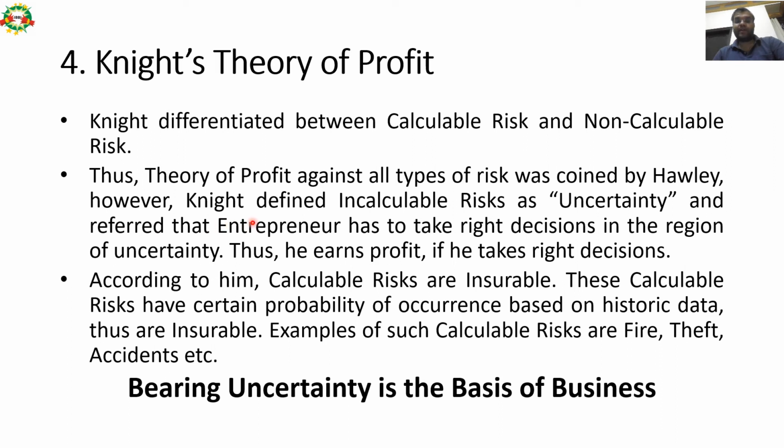However, Knight defined incalculable risk as uncertainty and referred that the entrepreneur has to take right decisions in the region of uncertainty. Thus, he earns profit if he takes right decisions. According to him, calculable risks are insurable. These calculable risks have certain probability of occurrence based on their historic data, thus are insurable. Examples of calculable risk are fire, theft, accident.